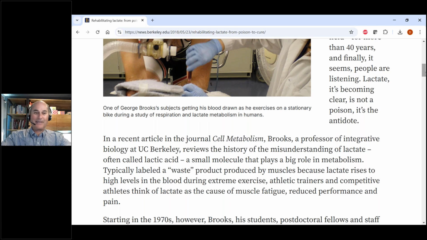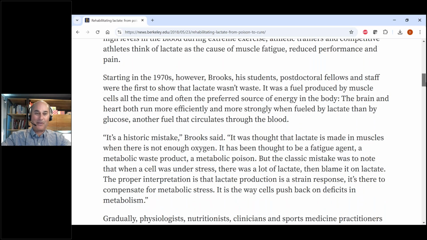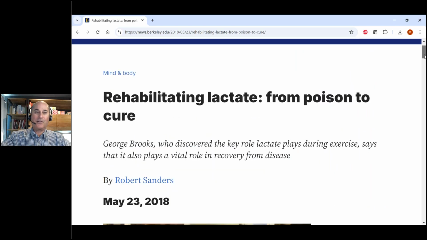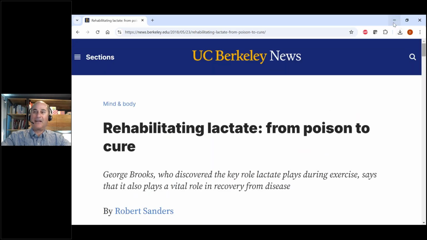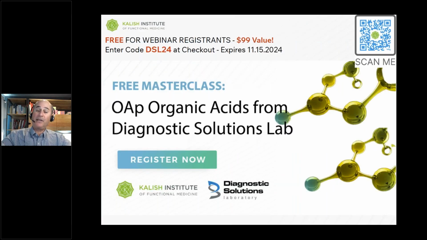So you got to read about this. Recent article in Cell Metabolism. These are really major medical journals, right? Anyways, since the 70s, he's been promoting this. So if you want to get into it, just Google George Brooks. And so lactate being low can be really good or really bad, depending on the context.